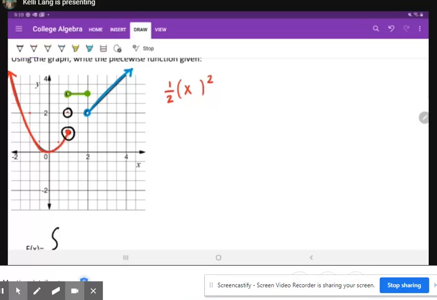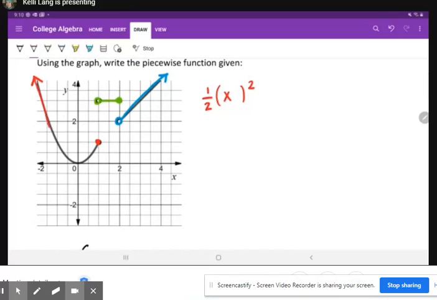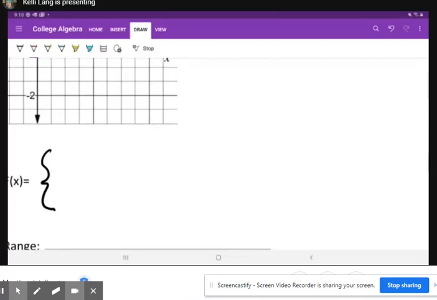So we'll put a 1/2 in front to represent our condensed height. Then we also need to look for a shift. Was there a shift left or right? No, so we don't have to worry about anything inside the parentheses here. Was there a shift up or down? No, so we don't have to worry about anything outside here either. So it looks like our parabola is just 1/2 x squared. That's going to be our first function, 1/2 x squared.